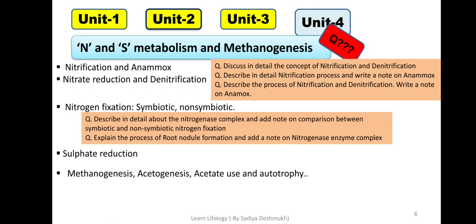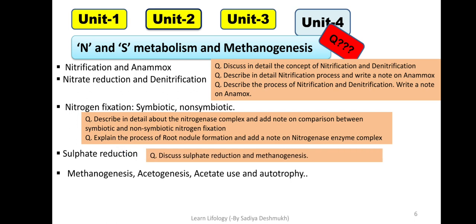Then from nitrogen fixation, describe in detail the nitrogenase complex. Again, this is a deep question asked on the basis of mechanism, and add a note on comparison between symbiotic and non-symbiotic nitrogen fixation. So here you have to explain the difference between symbiotic and non-symbiotic, along with the similarity. Then explain the process of root nodule formation and a note on the nitrogenase enzyme. Now, if root nodule is asked, no doubt it is from the symbiotic nitrogen fixation.